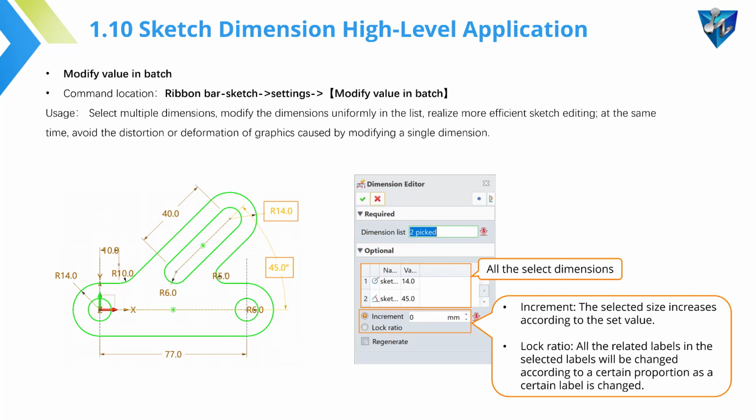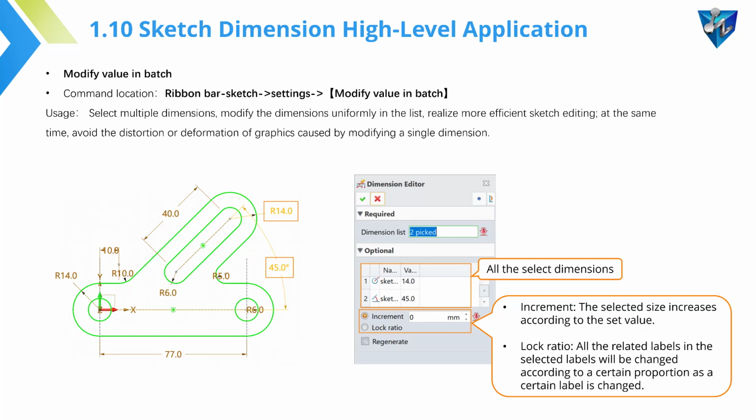Normally, when we finish the sketch creation, after that we need to change the dimensions. But sometimes when we change dimensions, the shape of the figures will be changed. But with modify value in batch, we can change the dimensions together. So we can select multiple dimensions to modify them uniformly in the list. It will help us realize more efficient sketch editing. At the same time, as I mentioned, it will avoid the distortions or deformations of the graphic caused by modifying single dimensions.